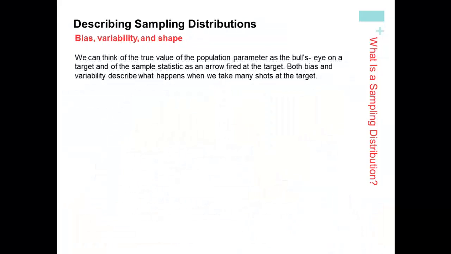We can think of the true value of a population parameter as a bullseye on a target, and of a specific statistic as an arrow fired at the target. Both bias and variability describe what happens when we take many shots at the target.